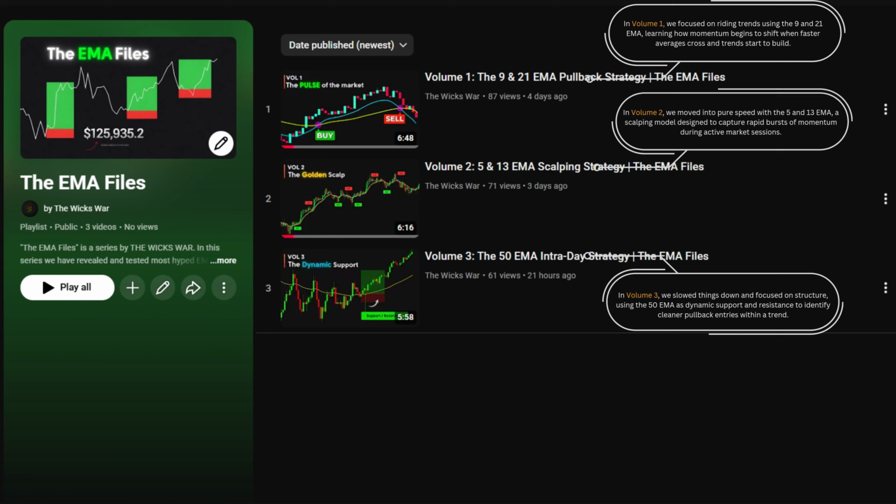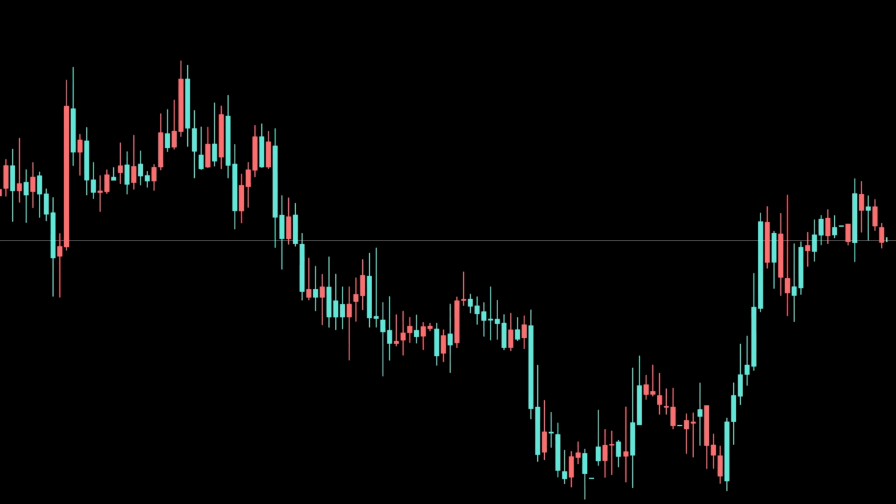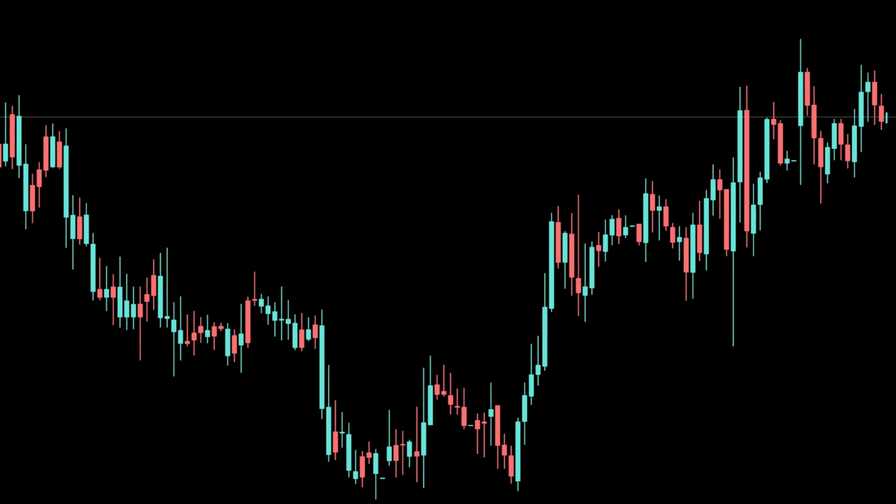But Volume 4 is different. This one isn't about speed or even structure. It's about direction. The 200 EMA is not designed to give you precise entries. Its real purpose is alignment, helping traders understand which side of the market they should actually be trading. Setting this up is extremely simple, and that's part of the power behind it.